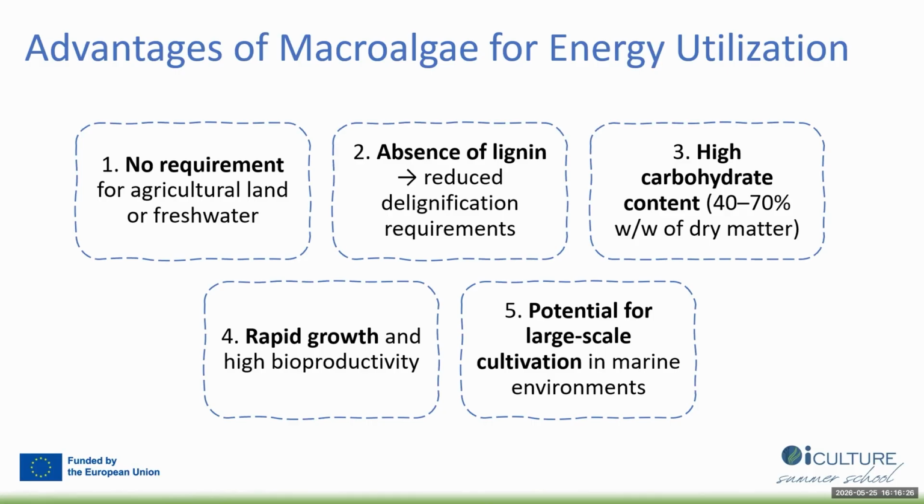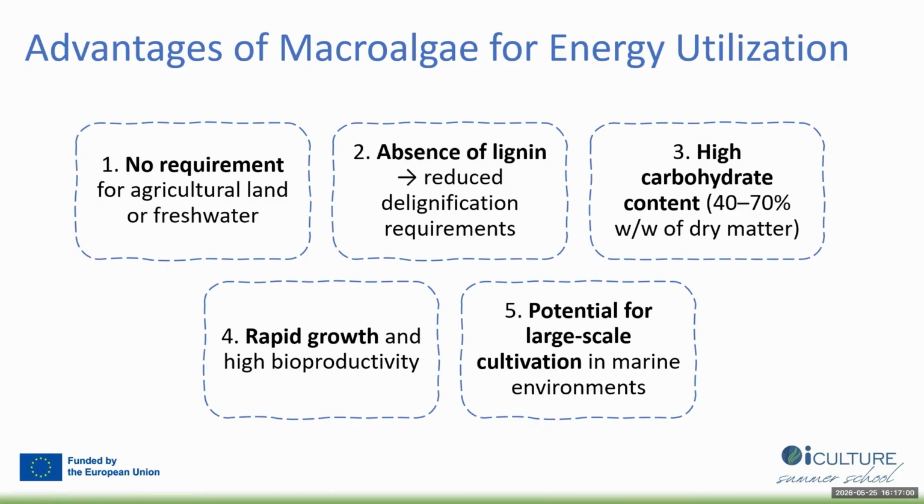Second, we have structural efficiency. Terrestrial plants contain lignin, which requires massive energy and harsh chemicals to break down. Macroalgae have virtually no lignin, which drastically simplifies our pretreatment phase. Third, we have high yield potential. Macroalgae are carbohydrate-rich factories containing 40 to 70% carbohydrates by dry weight, providing a massive amount of fermentable sugars.